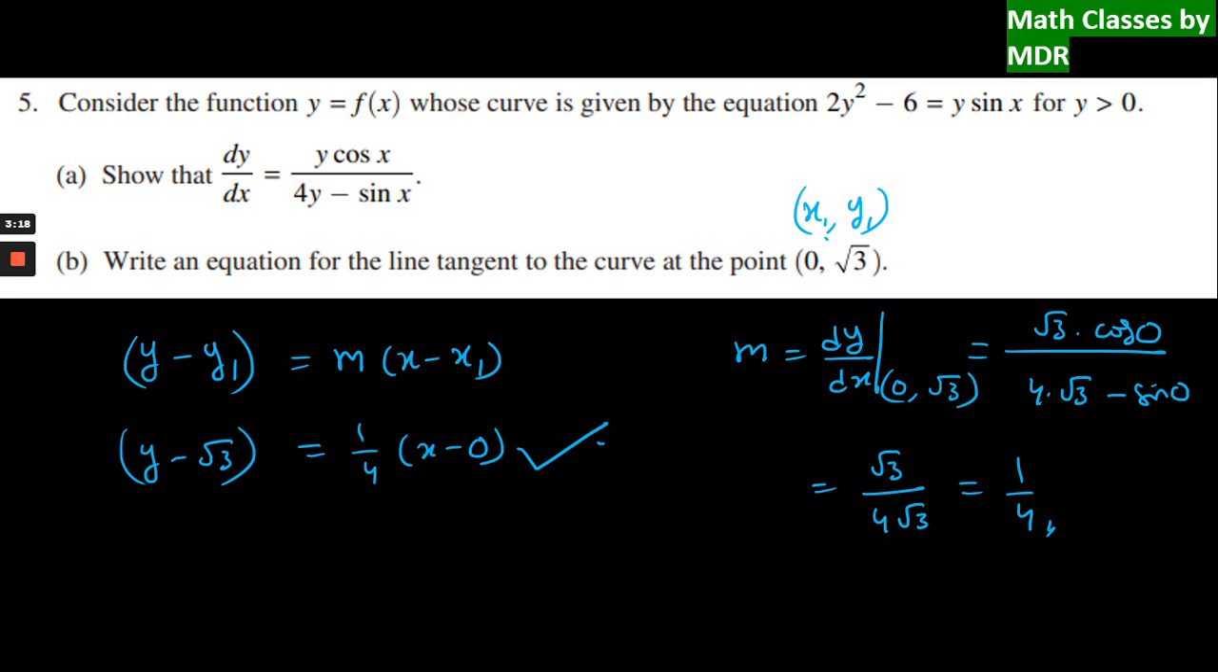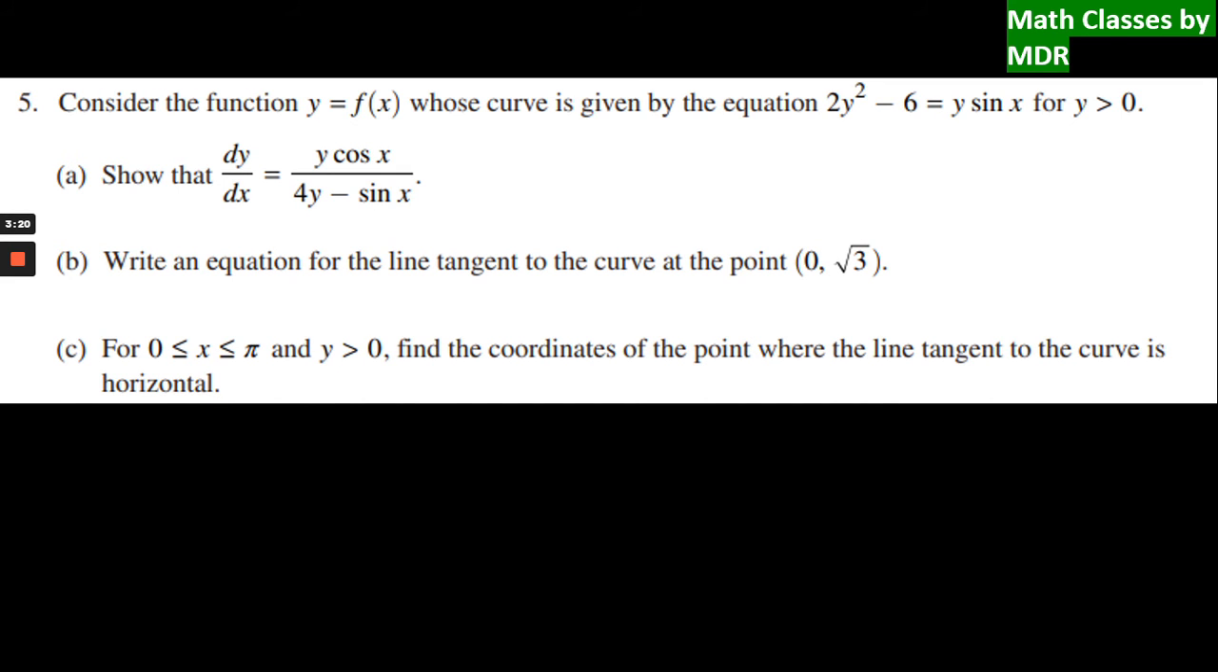Now let's solve the third one. For 0 less than or equal to x less than or equal to pi and y greater than 0, which is already given anyway, y is greater than 0 for the given function as well. Find the coordinates of the point where the line tangent to the curve is horizontal. Where the line tangent to the curve is horizontal.